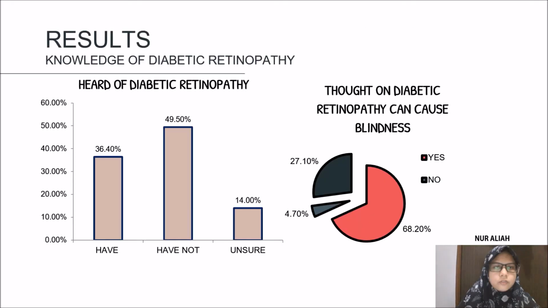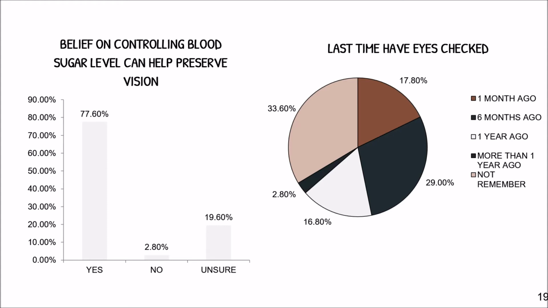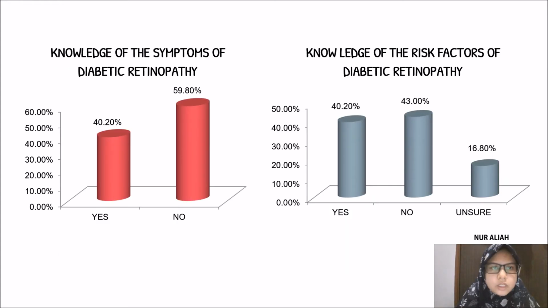The vast majority of respondents had never heard of diabetic retinopathy before this, with 49.5%. 68.2% think that diabetes can make them blind. The vast majority of respondents do not know the symptoms of diabetic retinopathy, with 59.8%, and do not know the risk factors of diabetic retinopathy, with 43%.